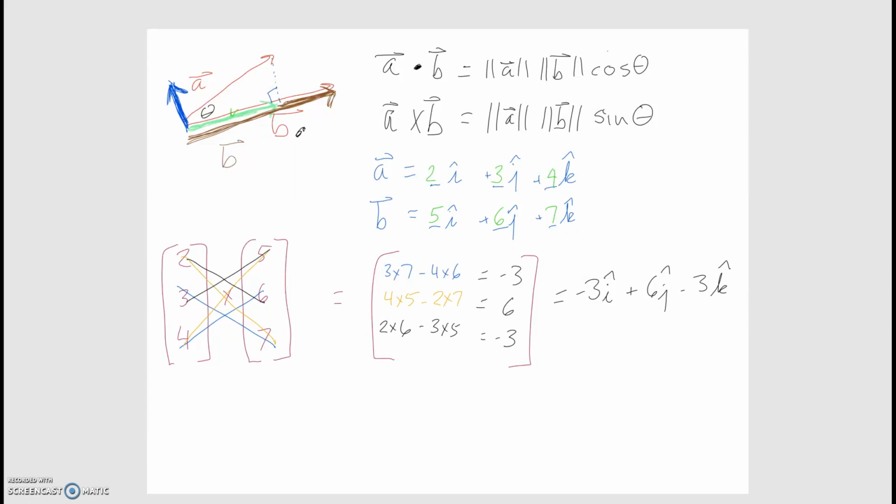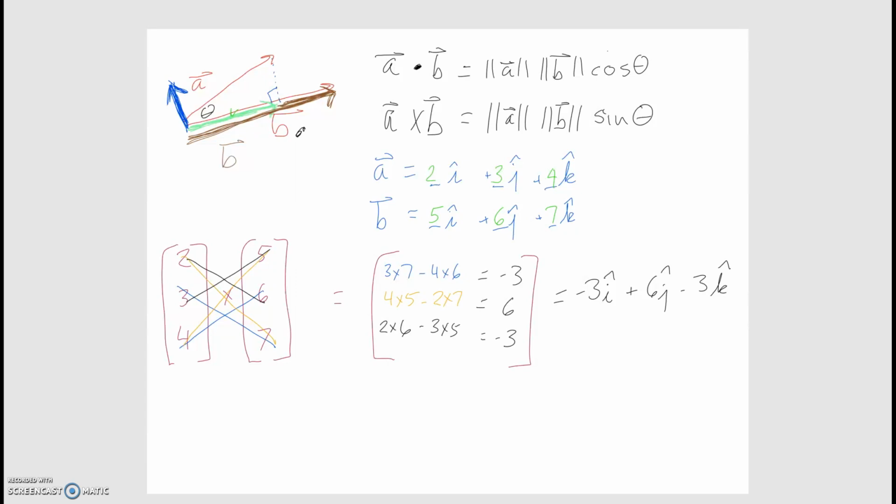So 3 times 7 is 21, minus 4 times 6 is 24, that's minus 3. 4 times 5 is 20, minus 14, that's positive 6. And 2 times 6 is 12, minus 15, that's minus 3. So the cross product of A cross B is a vector whose notation would be minus 3i plus 6j minus 3k. So that tells us the cross product of these two vectors.